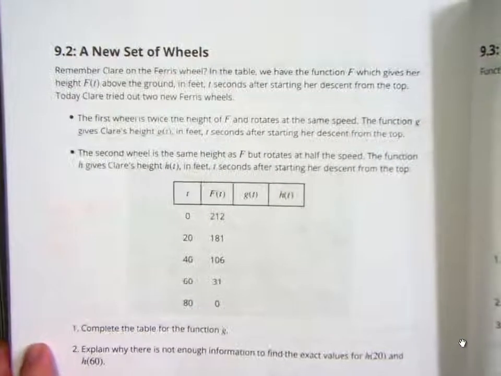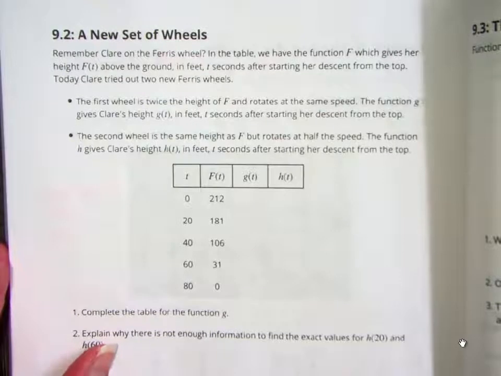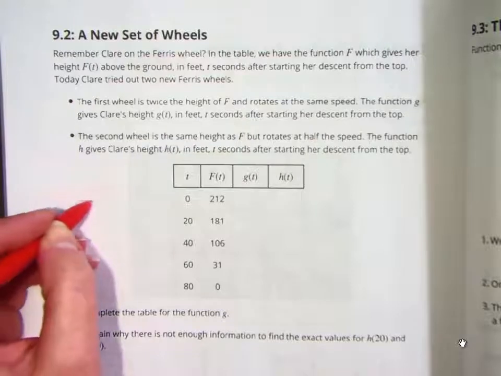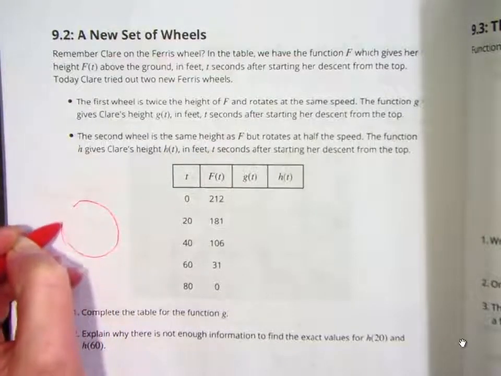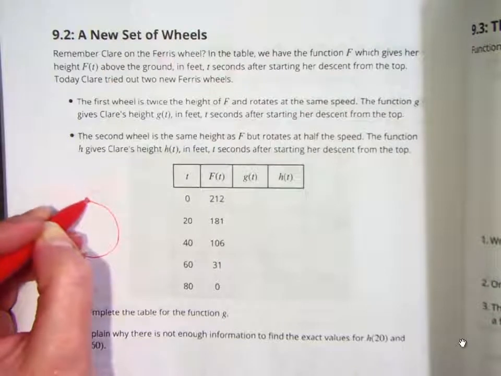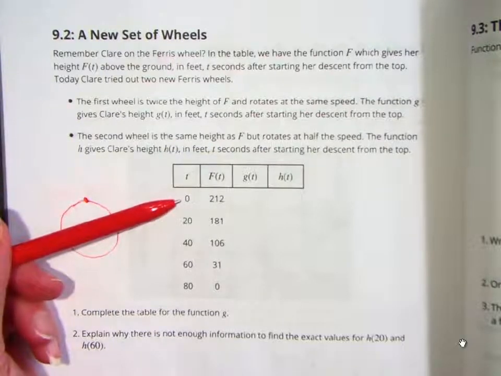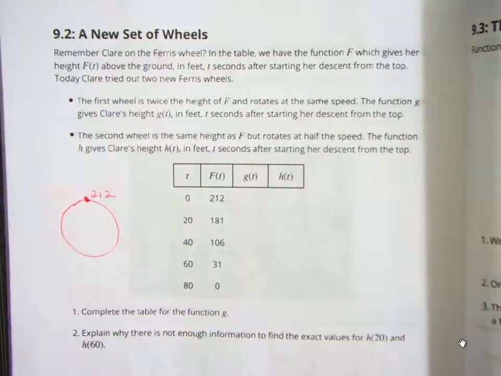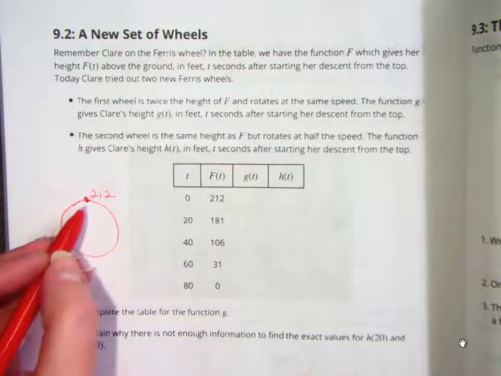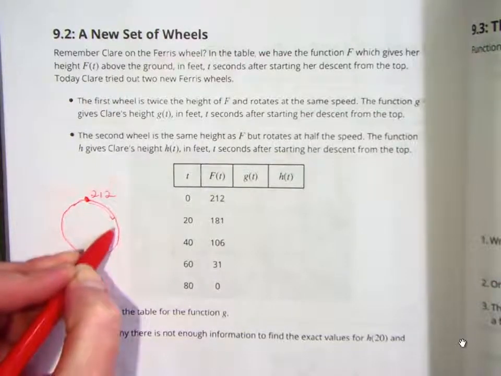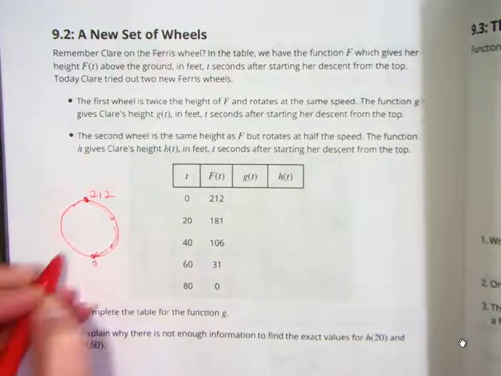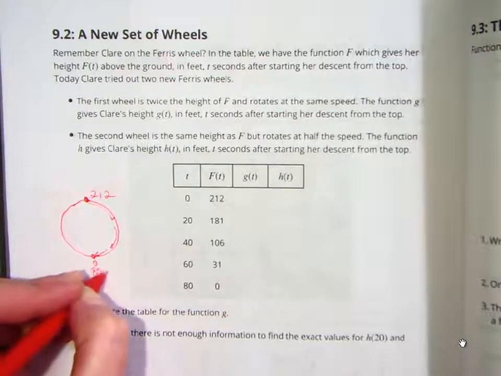When we flip over to this new set of wheels, we've got this Ferris wheel happening, and we've seen Claire on a Ferris wheel earlier in this unit. And if we draw out our basic Ferris wheel that she starts with, this first one, she starts timing right up at the very tip top and is at a height of 212 feet off the ground. And we can see it takes her 80 seconds to arrive here at the bottom. So height of 0 at 80 seconds.